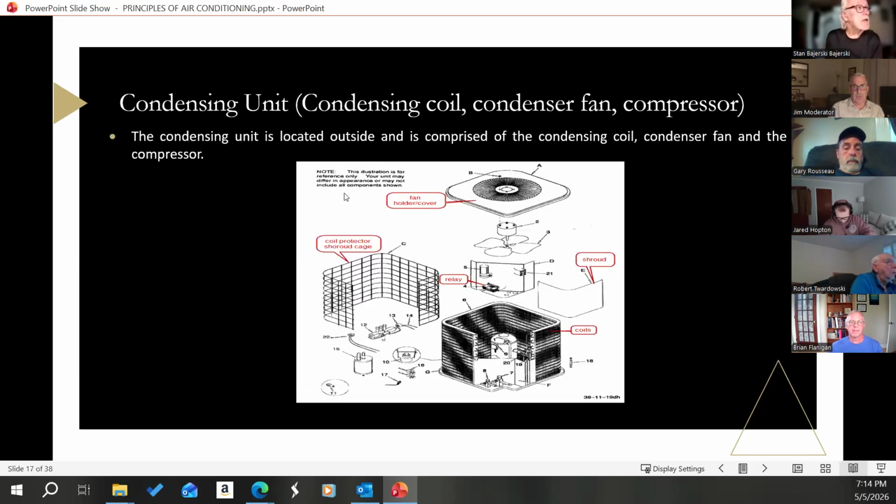The condensing unit is located outside and is comprised of the condensing coil. That's this guy right here. The condensing fan, which usually is mounted to the top, the cover. There'll be a cage in most instances, or some kind of, maybe not this flimsy, but something to protect the coils. And then the compressor, which is inside here.